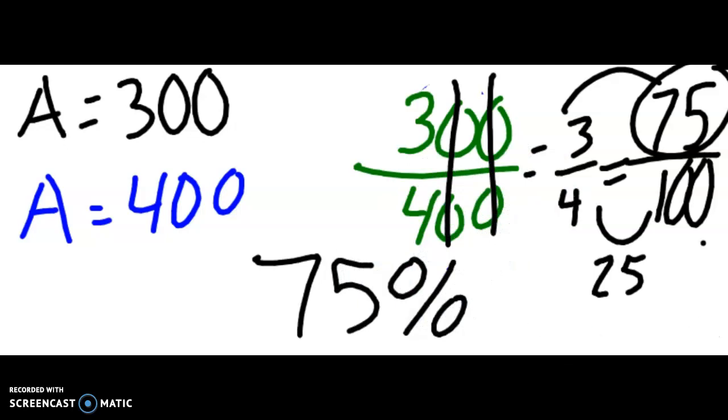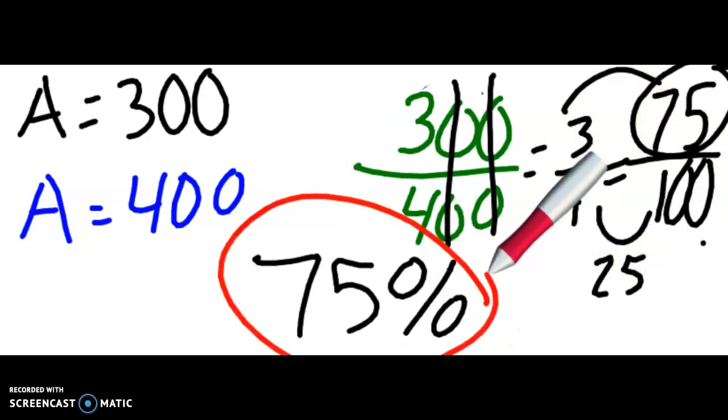Now, I know that that looks super easy, and it is. 300 over 400, and we're just going to get rid of our zeros. We're left with 3/4. We have to multiply it out to get to our percentage. 4 times 25 gives us 100. 3 times 25 gives us 75, and our percentage for this answer is 75%.